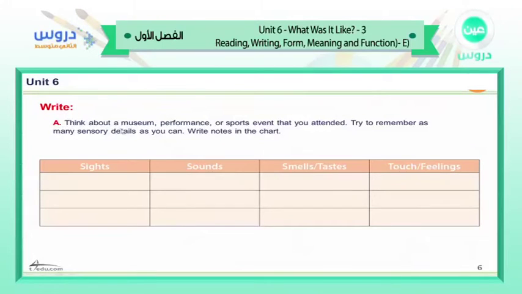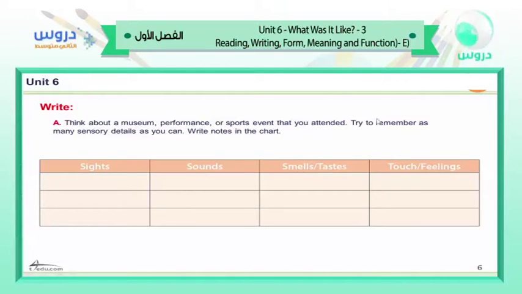A. Think about a museum, performance, or sport event that you attended. Try to remember as many sensory details as you can. Write notes in the chart. Now we have on the chart: sight, what did you see there? Sounds, what did you hear? Smells, what did you smell? Taste, what did you taste? And touch, what did you feel? I will give you an example, and after that I will let you try to write your notes or your ideas.